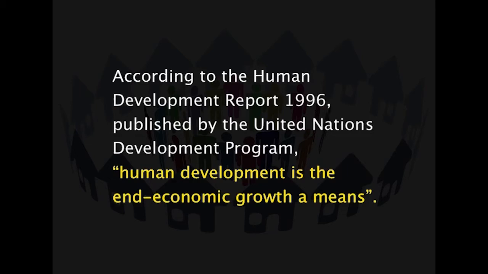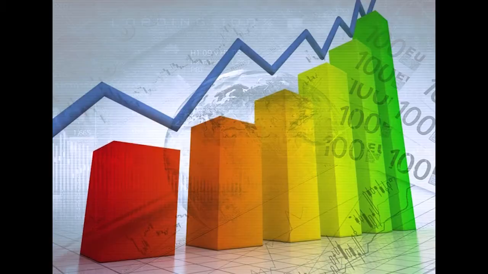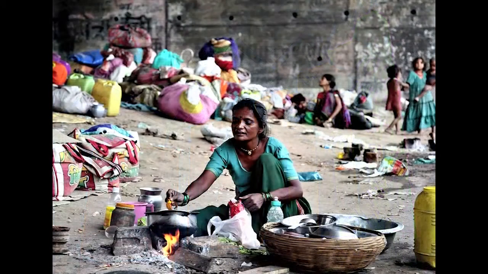Now, coming to the types of development. According to the Human Development Report 1996, published by the United Nations Development Programme, human development is the end, economic growth a means. It is true that economic growth, by increasing a nation's total wealth, also enhances its potential for reducing poverty and solving other social problems. But history offers a number of examples where economic growth was not followed by similar progress in human development. Instead, growth was achieved at the cost of greater inequity, higher unemployment, weakened democracy, loss of cultural identity, or overconsumption of resources needed by future generations.